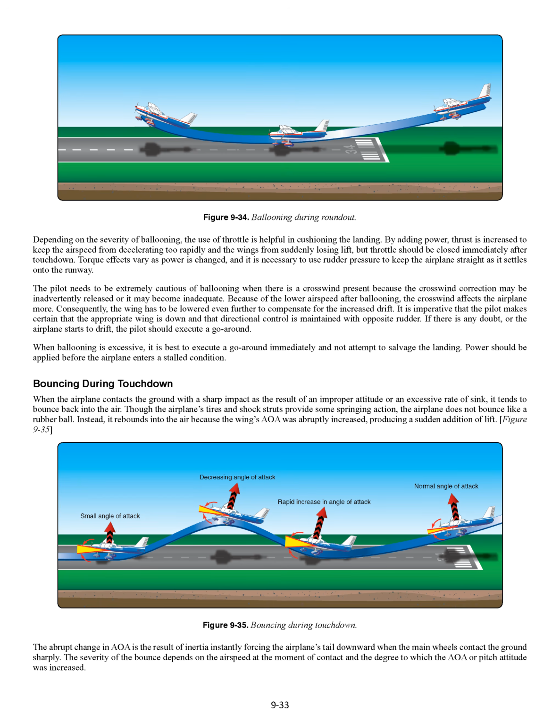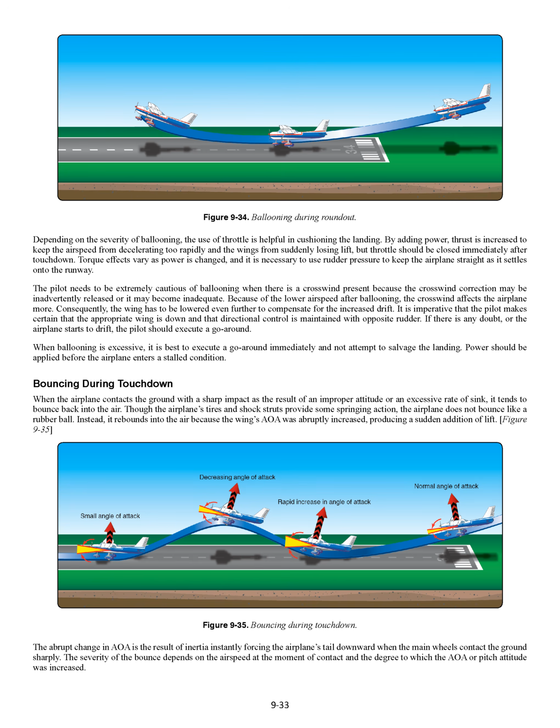The pilot needs to be extremely cautious of ballooning when there is a crosswind present because the crosswind correction may be inadvertently released or it may become inadequate. Because of the lower airspeed after ballooning, the crosswind affects the airplane more. Consequently, the wing has to be lowered even further to compensate for the increased drift. It is imperative that the pilot makes certain that the appropriate wing is down and that directional control is maintained with opposite rudder. If there is any doubt, or the airplane starts to drift, the pilot should execute a go-around.